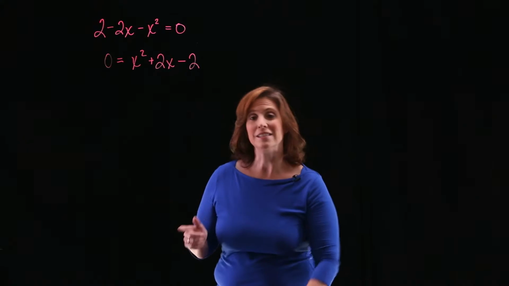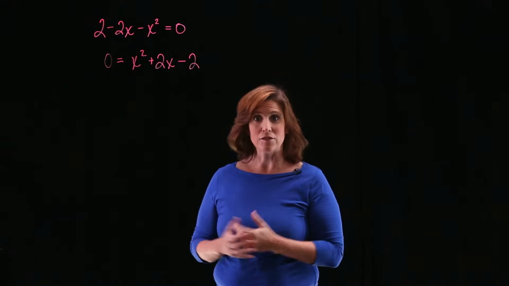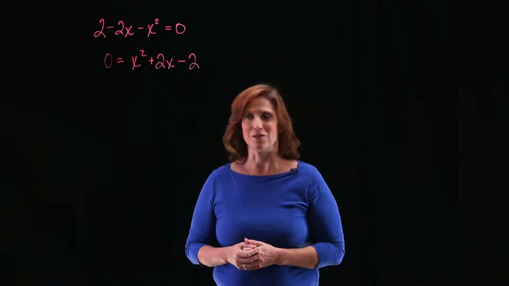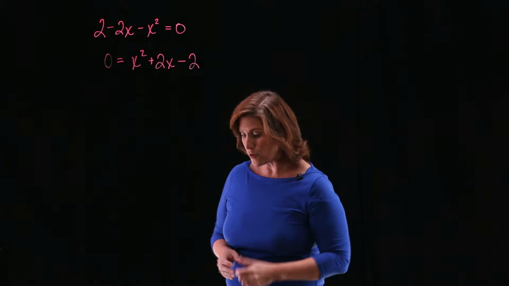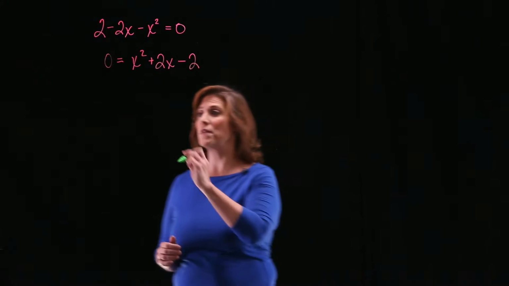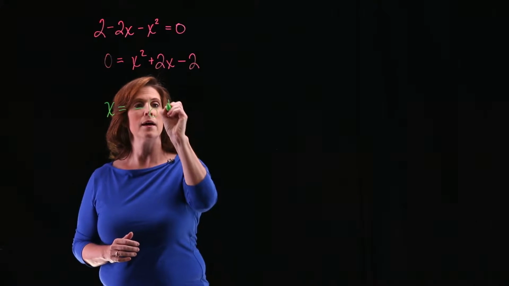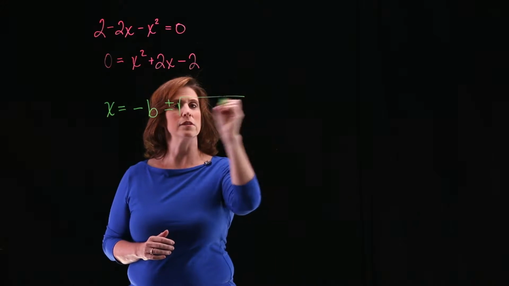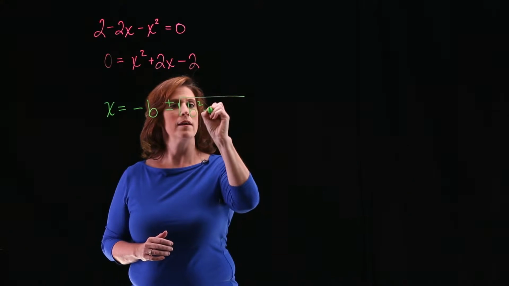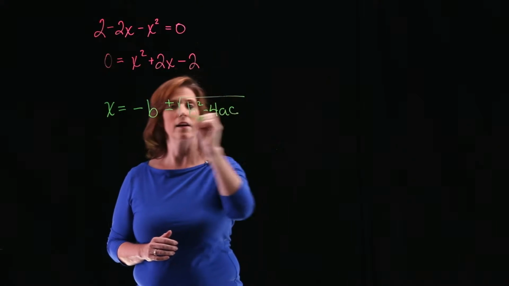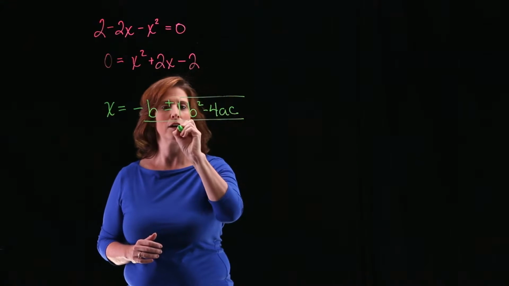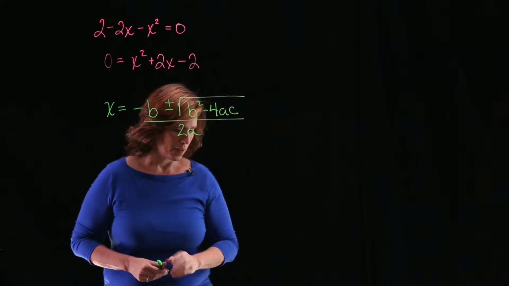Now to find the solutions, the easiest way would be if I could factor this, but it doesn't factor. So I'm going to use the quadratic formula. So remember that the quadratic formula tells me that x is minus b plus or minus the square root of b squared minus 4ac all over 2a.